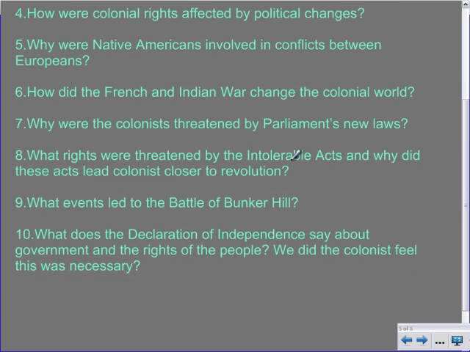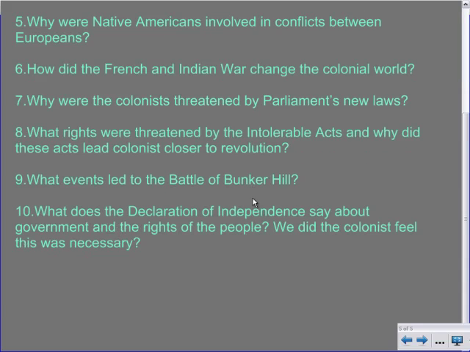Why were colonists threatened by Parliament's new laws? We talked about that. It's just they don't have any say. They don't have any representation. So, I mean, how can you not be threatened by these laws if you don't have any say about them? They're just showing up. What rights were threatened by the Intolerable Acts? I mean, you just need to look up the Intolerable Acts and talk about them. And why would they make them so angry? Removing town meetings. Why would that make the colonists angry?